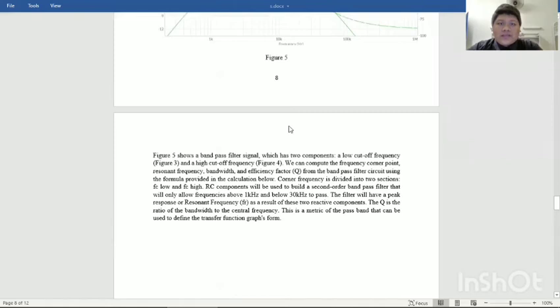From the above, we get that the high RC components will be used to build a second order bandpass filter that will allow frequencies above 1 kHz and below 30 kHz to pass. The filter will have a peak response, or resonant frequency FR, as a result of the two reactive components.